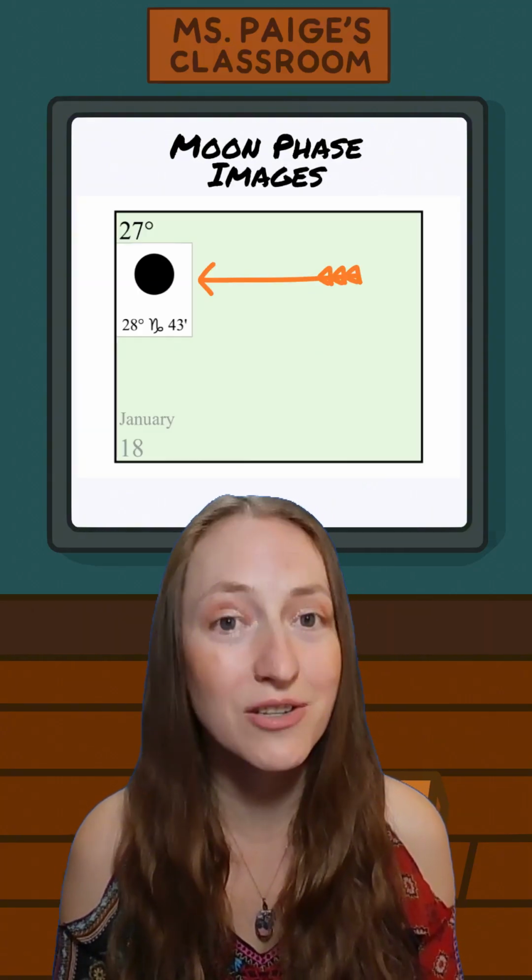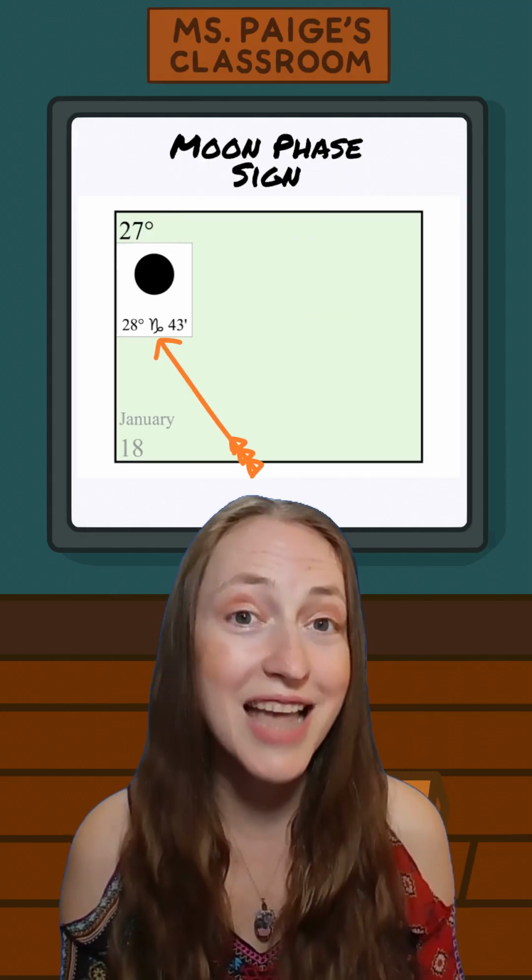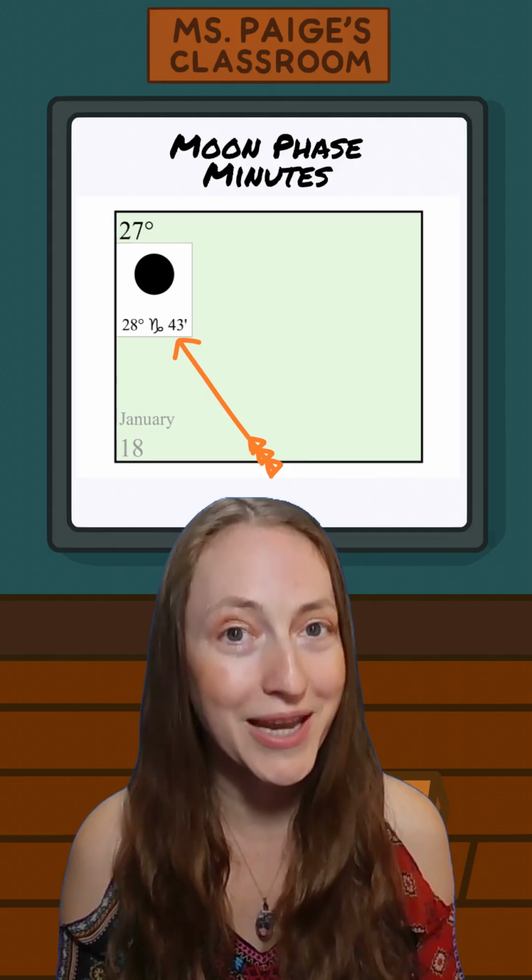The new, full, and quarter moon phases appear on the grids as images that depict their phase. On the astrolendar, these images appear underneath the solar degrees. And under the moon phase images, the degrees, signs, and minutes of the phase are included.